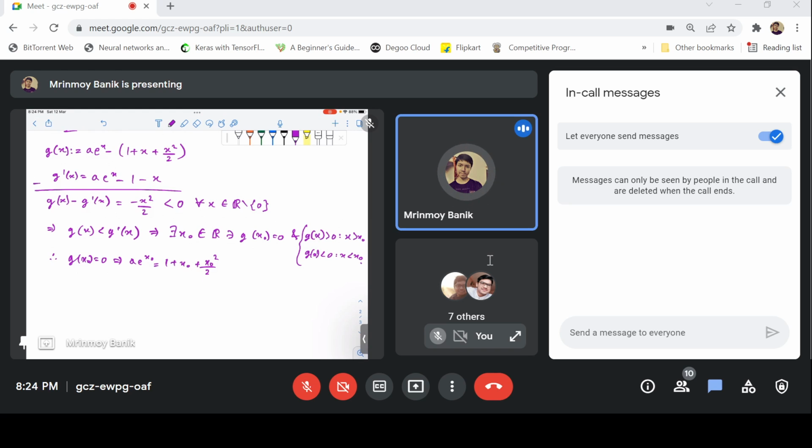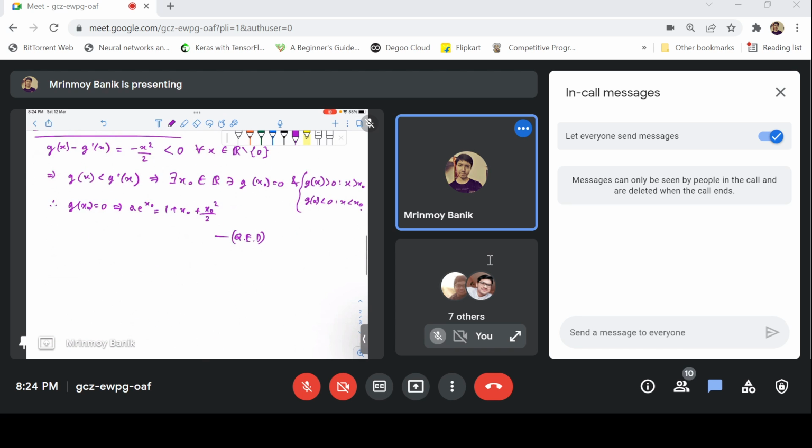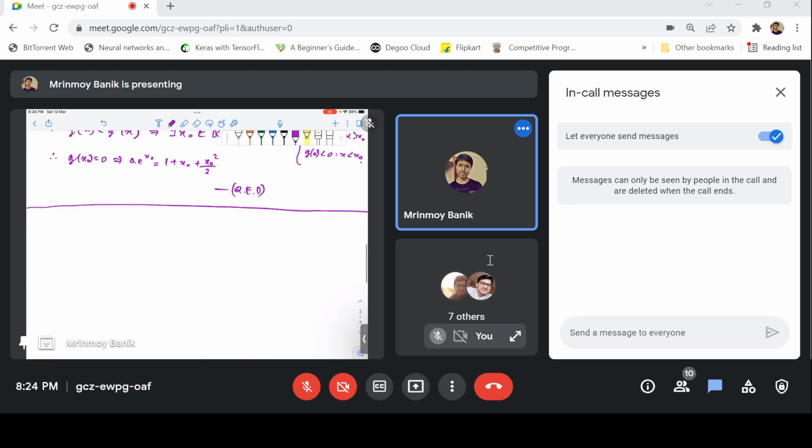Right, so if you increase the value of x to something more than x naught, then g of x naught will be greater than 0. So this increases, and if you decrease the value of x to less than x naught, then this decreases. So they will never be equal anywhere other than x naught. Okay, so next question.